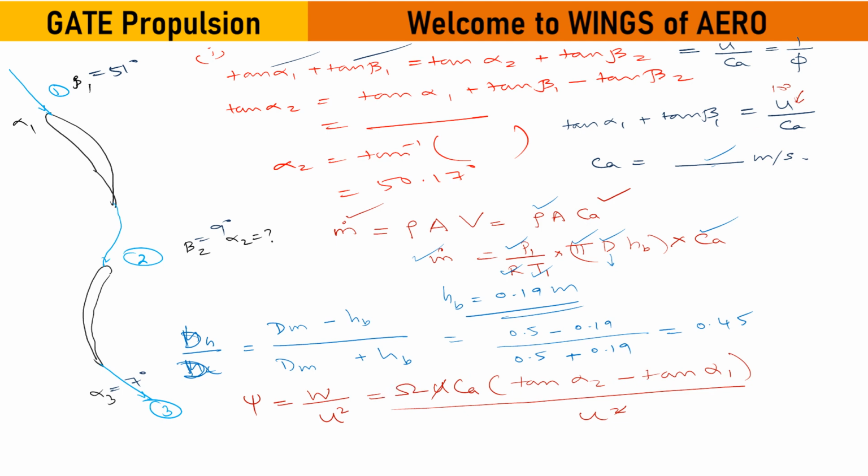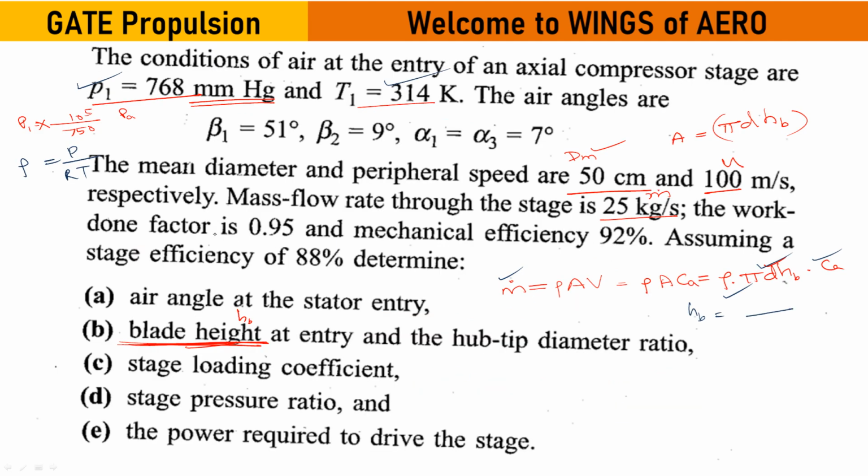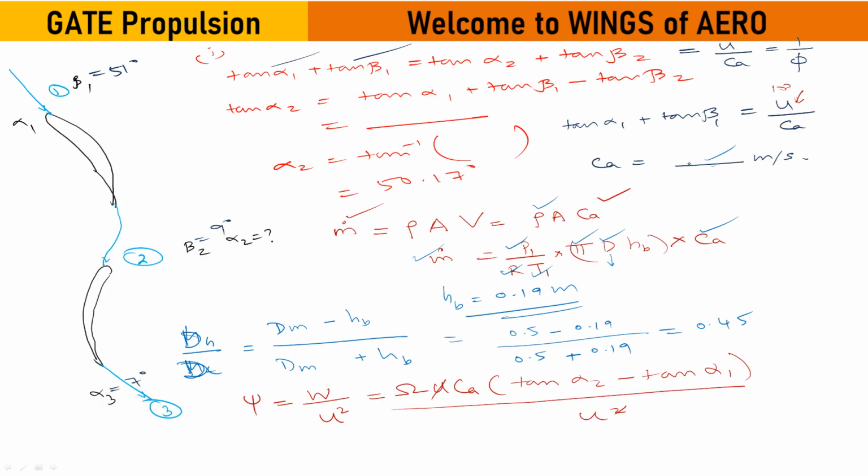This omega is given, that is the work done factor, 0.95. So 0.95, then whatever the other values you have, CA value from here, alpha 2 is known, alpha 1 is also known. Substitute the U value, and you will get your stage loading.